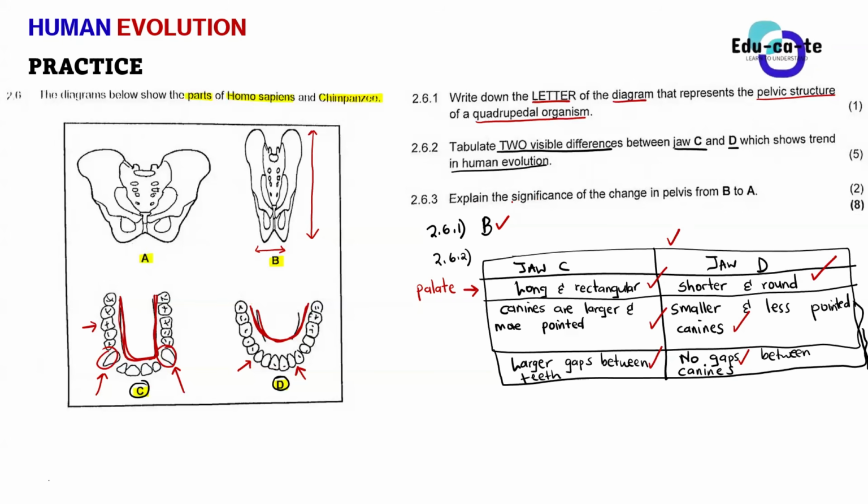Then now let's say, explain the significance or the importance of the change in the pelvis from B to A. So now let's say that the pelvis has changed from B to A. So it has changed from the state of being B to A. We say that the pelvis at B is long and narrow, right?